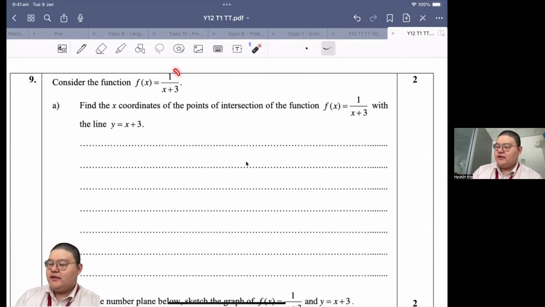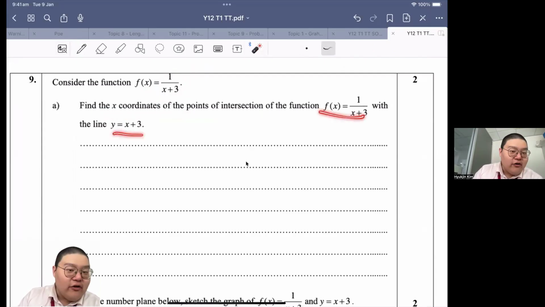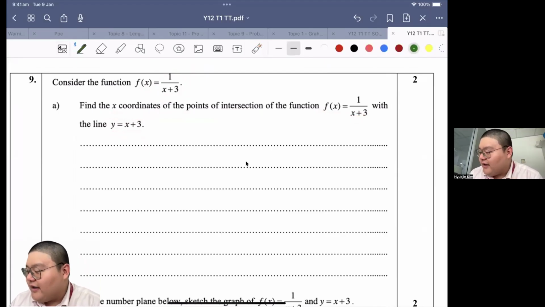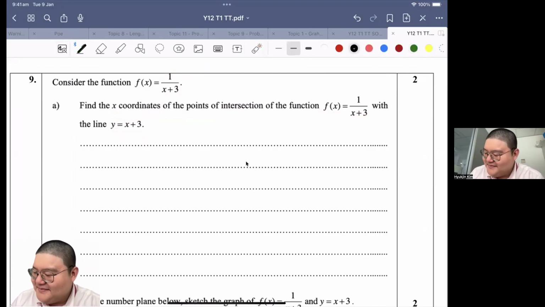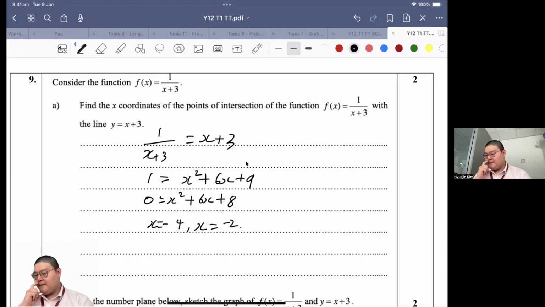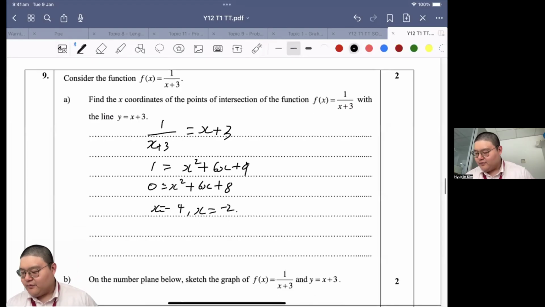Now consider the function, this hyperbola. Find the x coordinates of the point of intersection of this function and this one. Oh, thank God. The question said x coordinates of the points. I don't actually have to find the y. Anyhow, 1 equals x squared plus 6x plus 9. That means 0 equals x squared plus 6x plus 8, which means x equals negative 4 and x equals negative 2. So once we have that, now we can move on.